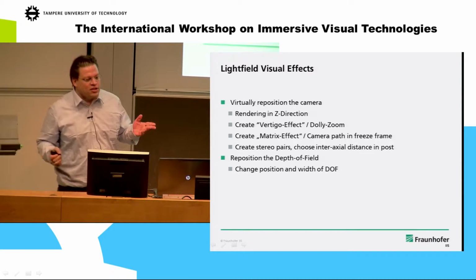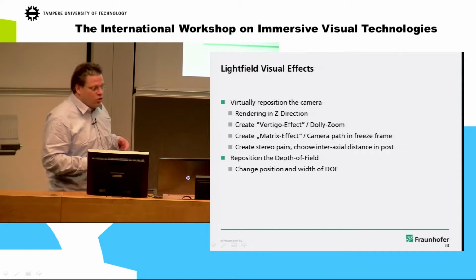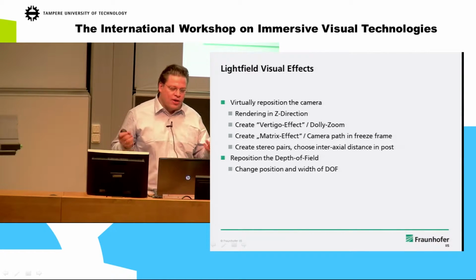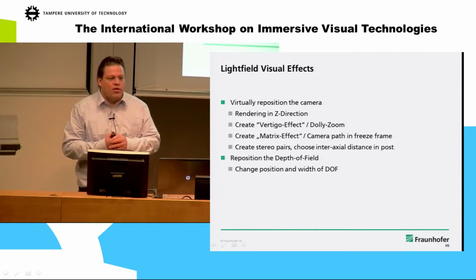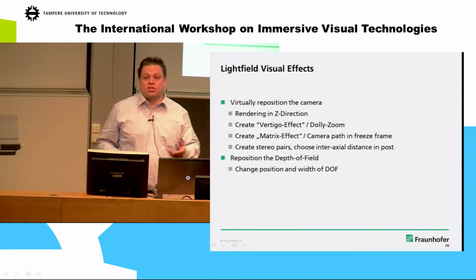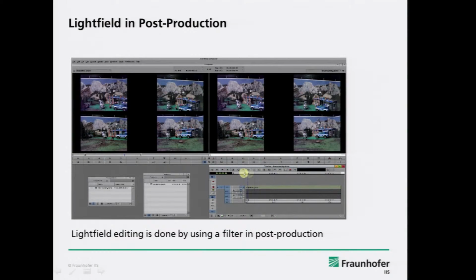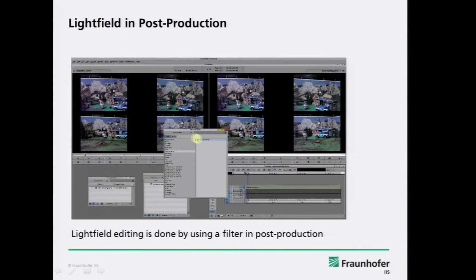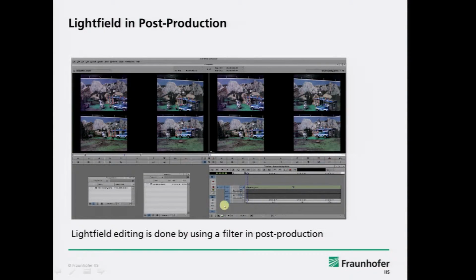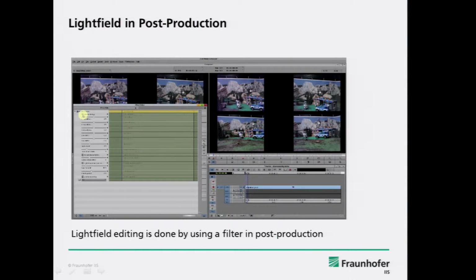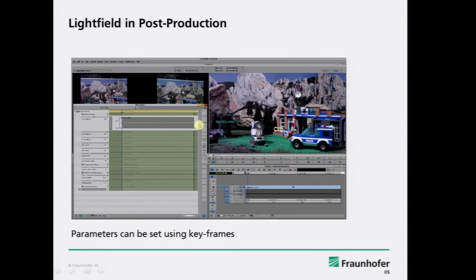And for post-production, there are effects such as the vertigo effect or dolly zoom effect, matrix effect. You can create stereo pairs at arbitrary interaxial distance, and you can reposition the depth of field. And we will see how this can be managed. So we created plugins around our algorithms, which can be used here, for instance, with CIVIT Media Composer. And so it's a very natural way to use it for people in post-production.